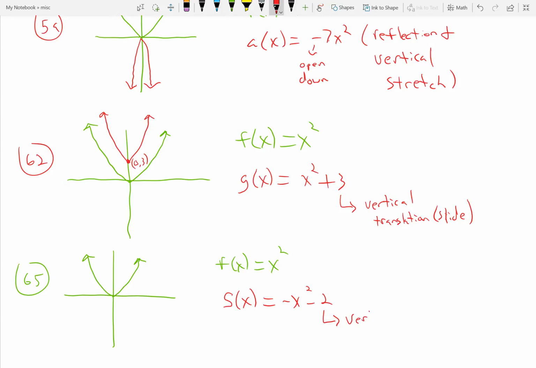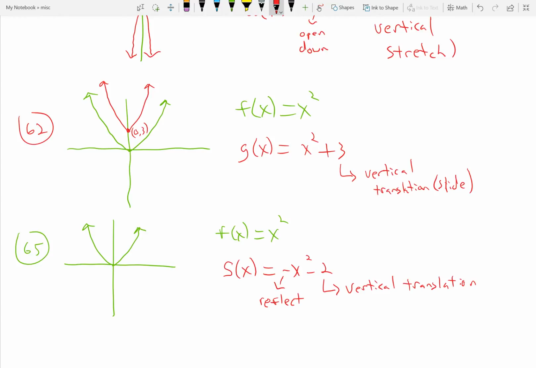It's going to slide it. Vertical translation, down 2 because of the minus. And this negative is going to make a reflection. It flips it. Reflect means flip. So this thing is going to open downward and be slid down 2 units. So here it's going to have the vertex at 0, negative 2. It's going to open down. It's exactly the same shape as the other one, just opening in the downward direction.